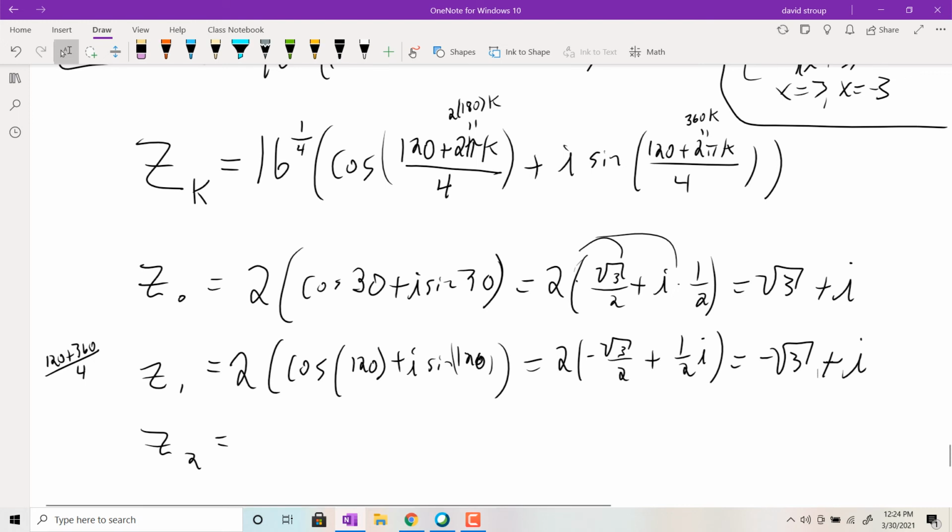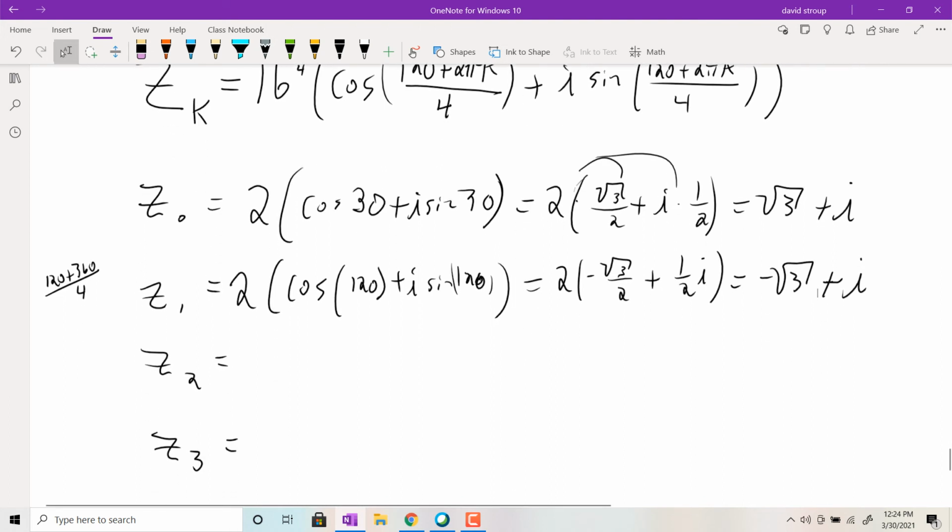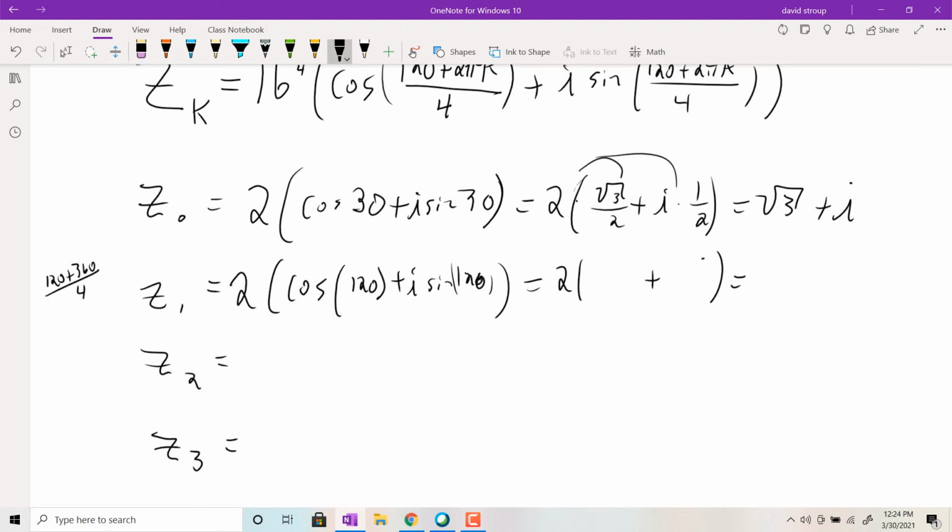Next, or did I screw that up? 120 is, oops, yeah, I did. 180 minus 120 is 60, so the reference angle is 60. So the first one is the 1/2, and of course that'll be negative. Oops, I'm going to have to erase all this junk too. Sorry. So the first one is negative 1/2, and then this will be root 3 over 2 i. So we get 2 times negative 1/2 is negative 1 plus root 3 i. Okay, that makes more sense.